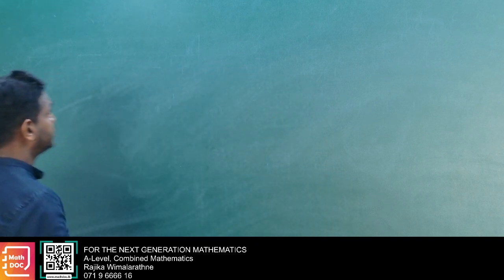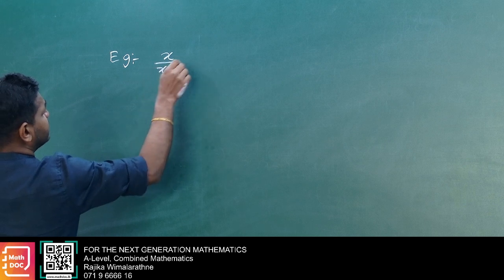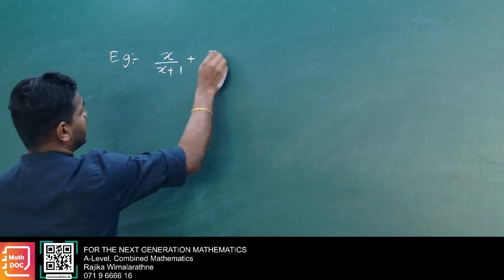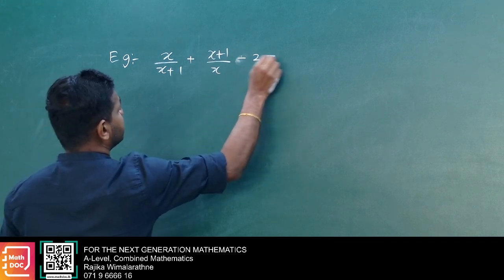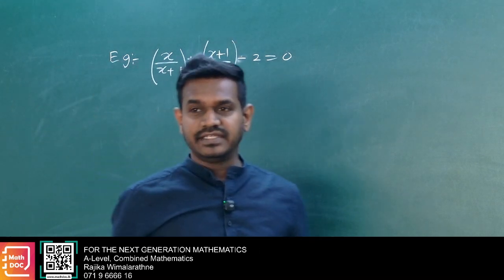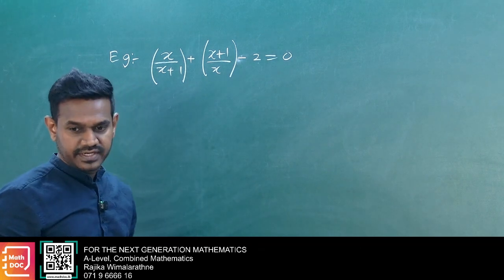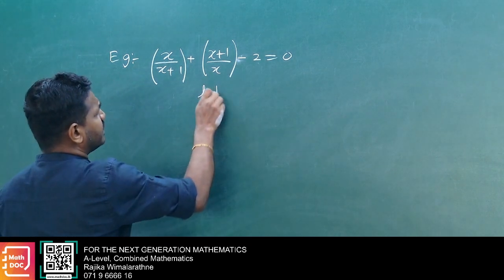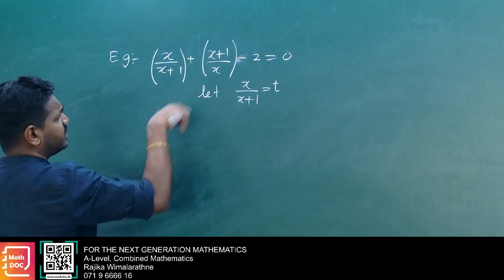Now see another example. Take this: x over x plus 1, plus x plus 1 over x, minus 2 equals 0. So by just simplifying you can obtain a quadratic and you can solve it. But using substitution we can reduce that into a quadratic. Now let x over x plus 1 equal t. Then put it here: t, here 1 over t.